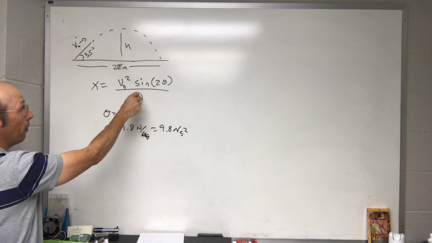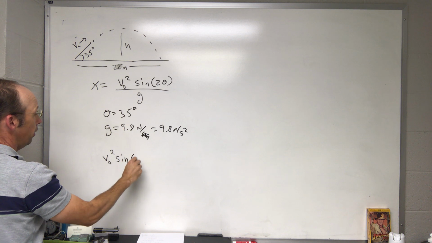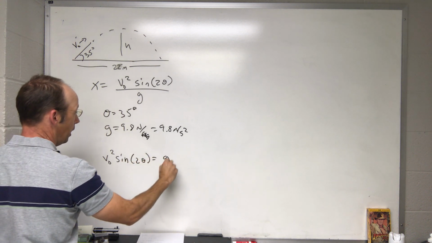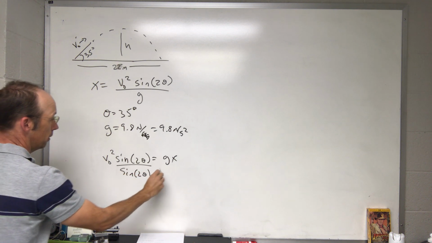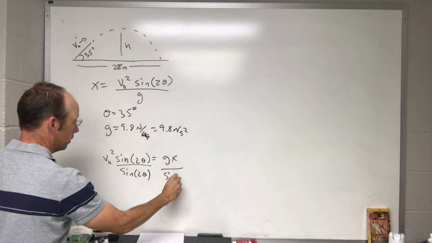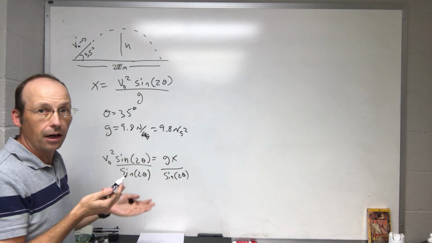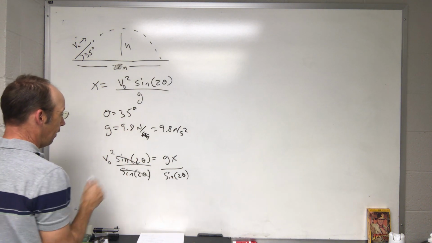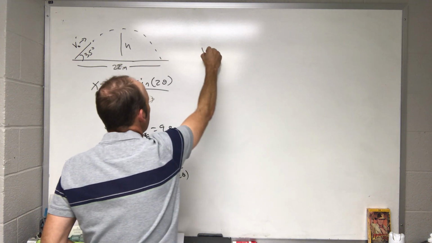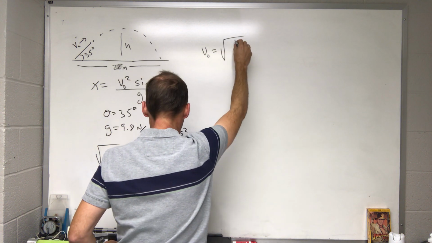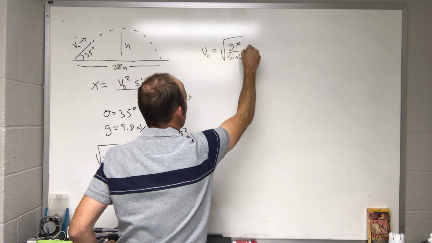So if I multiply both sides by g, I get v0 squared sine of 2 theta equals gx. Now I'm going to divide both sides by sine of 2 theta. Remember, the whole point of an equation is that you do the same thing to both sides to keep it equal. So now these cancel. Then I take the square root of both sides and I get v0 equals the square root of gx over sine of 2 theta.